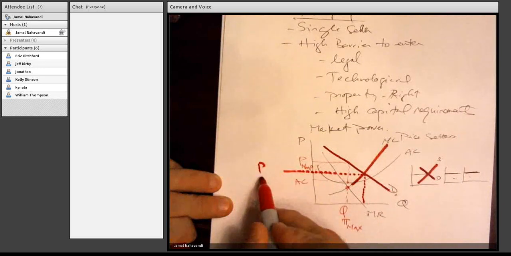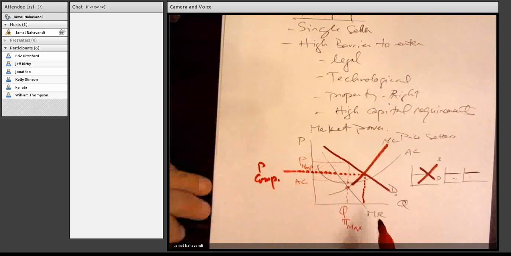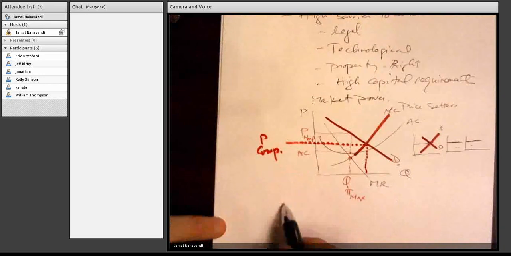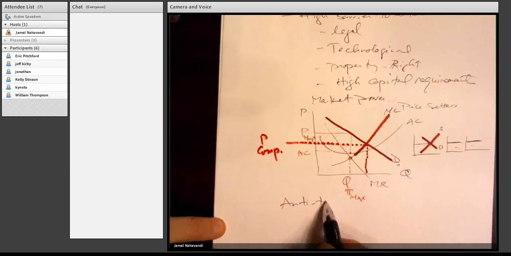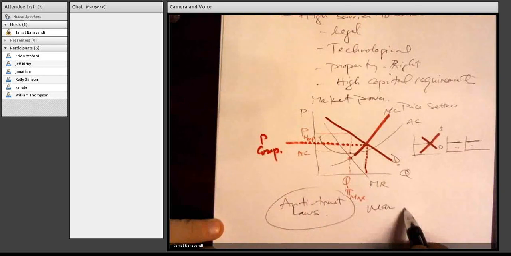And then the equilibrium price would be here. This is the competitive price. So if we broke up a monopoly into a bunch of small competitive firms, consumers would get more products at lower prices. So this is the justification for antitrust laws. These antitrust laws are not only applied to monopolies, but to near monopolies.